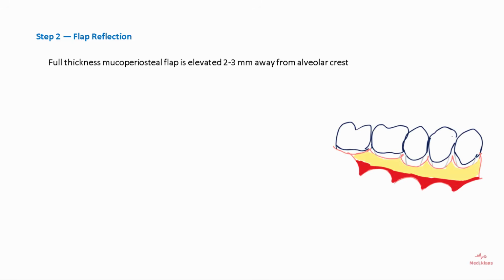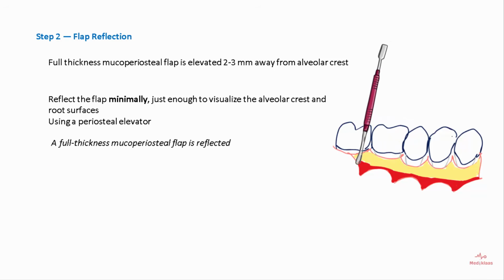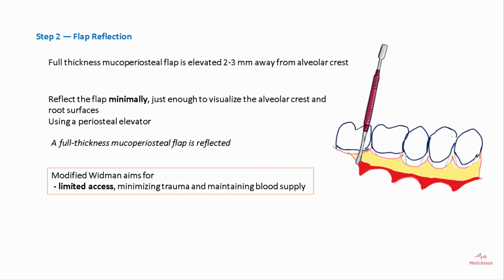Second step involves flap reflection. A full thickness mucoperiosteal flap is elevated 2 to 3 mm away from the alveolar crest. Reflection is done minimally and just enough to visualize the alveolar crest and the root surfaces using a periosteal elevator. Modified Widman Flap aims for limited access, minimizing trauma and maintaining the blood supply to the tissue.